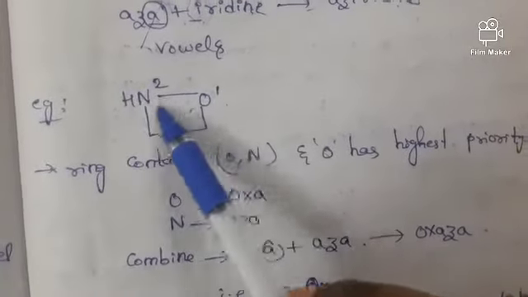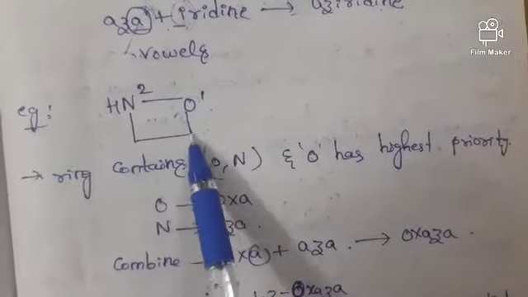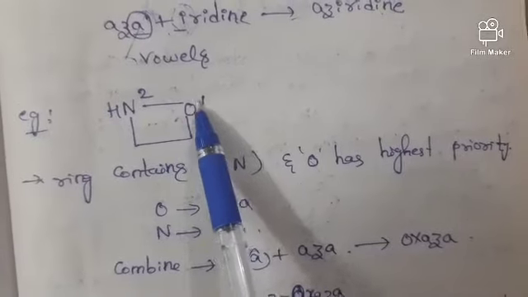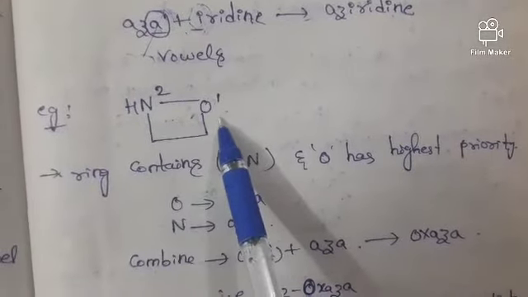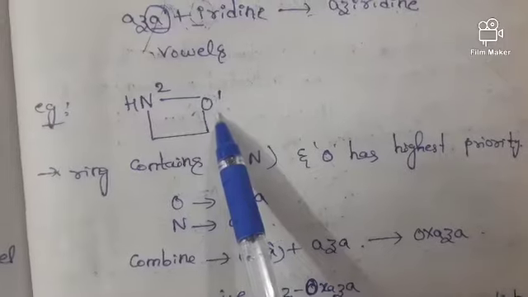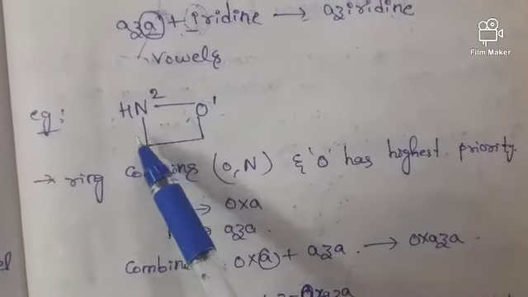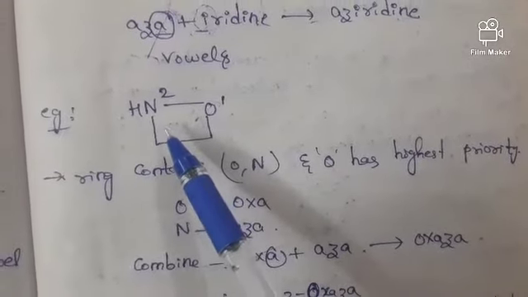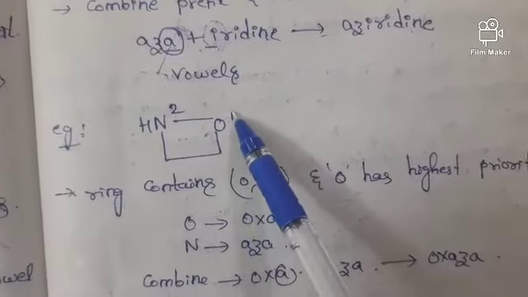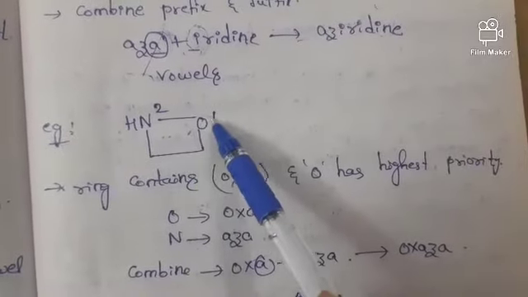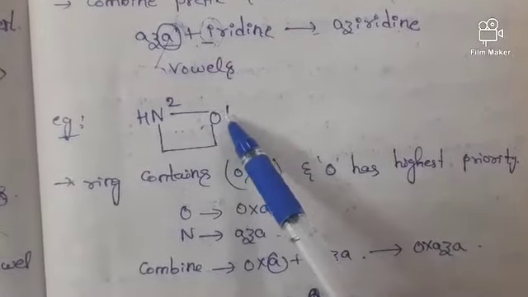Okay, first of all we should look at the heteroatoms. Here we have two heteroatoms, oxygen and nitrogen. I have already given you one priority order. When compared to nitrogen, sulfur has more priority, and when compared to sulfur, oxygen has more priority. So we give first priority to oxygen and the second priority to nitrogen. And I think you have an idea about the prefixes for the heteroatoms.